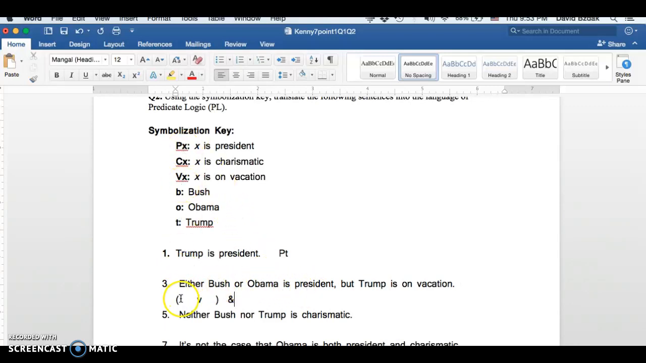Either Bush or Obama is president. So again, uppercase P for is president. Lowercase b for Bush. Uppercase P for president. Lowercase o for Obama. So that says either Bush is president or Obama is president. But Trump is on vacation. Look up here, V, uppercase, is our symbol for is on vacation. And again, Trump is our subject, so VT.